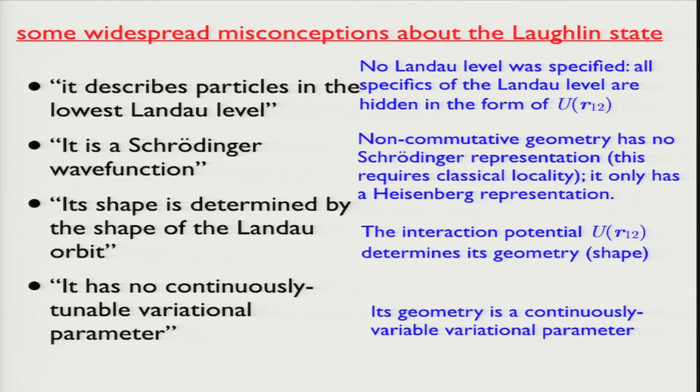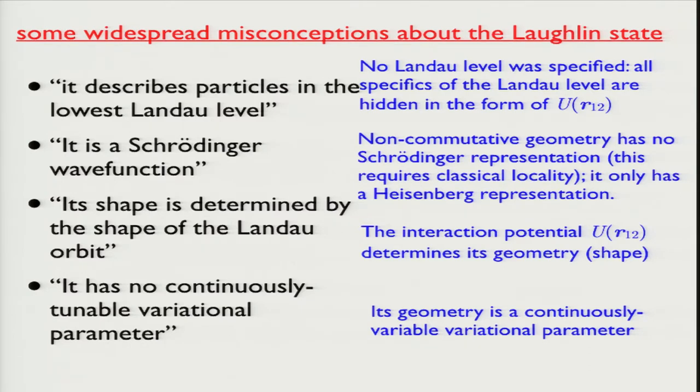I use the term Laughlin state because on a real level, it should not be regarded as a wave function, because it's a description of a state of a non-commutative geometry, and non-commutative geometries do not have Schrödinger representations. They have Heisenberg representation, but the locality which Schrödinger requires is gone. The other thing is, people think, what's its geometry? Its geometry is actually hidden. Initially, people thought the geometry has to be the shape of the Landau orbit, and that's the way Laughlin formulated it. And it turns out not to be the case.